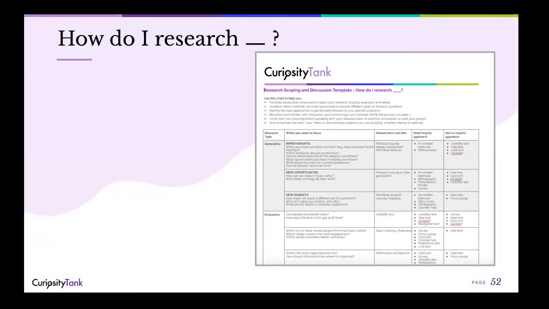So I created this research tool to share with you today called How Do I Research? And this is like a cheat sheet to help you understand what type of research or what phase of research you're in right now, according to specific types of questions that often fall into that bucket. It also shows what a researcher would call the most helpful approaches and approaches that are not helpful to answer those questions. So you'll find this in the downloads and the research.